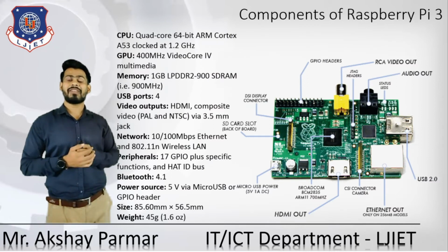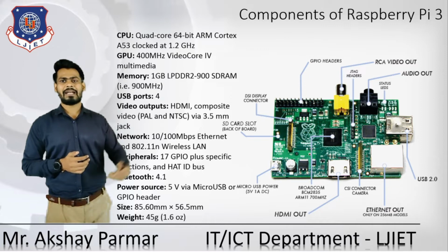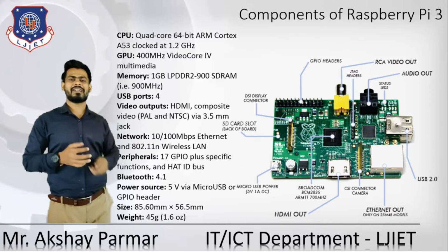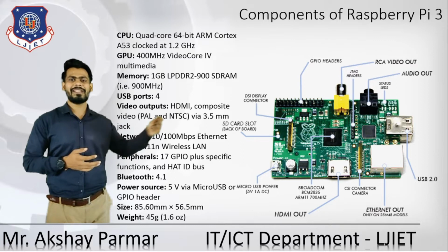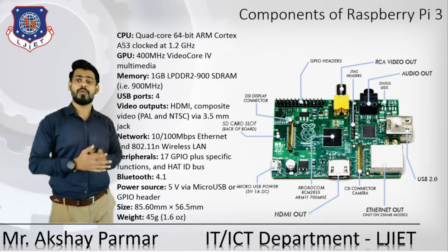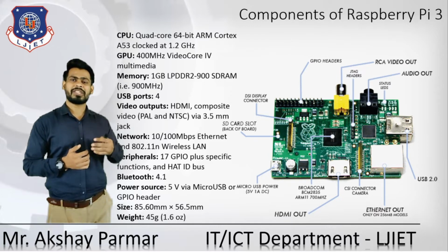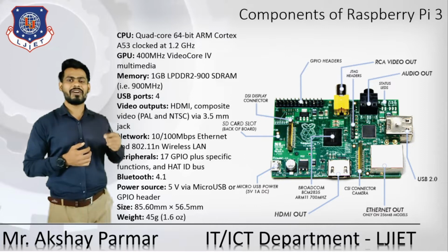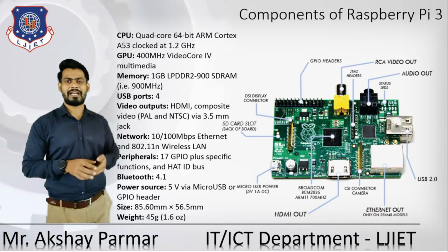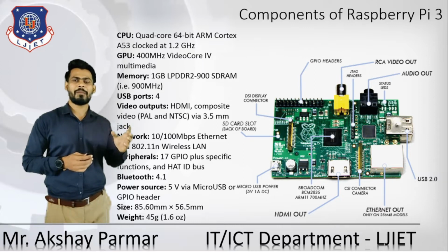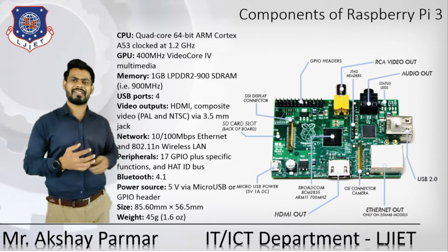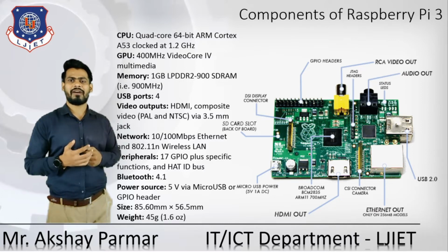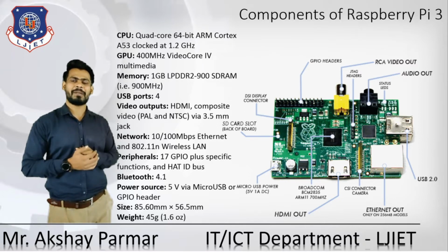So let's see the components of the Raspberry Pi 3. Let's begin with its brain, the CPU, which has a quad-core 64-bit ARM Cortex CPU clocked at 1.2 gigahertz. You can imagine that such a small device has a 1.2 gigahertz clock speed. After that, the GPU, which has a 400 megahertz VideoCore for multimedia. That is the GPU configuration of the Raspberry Pi 3.